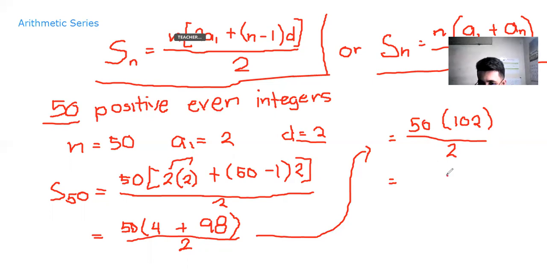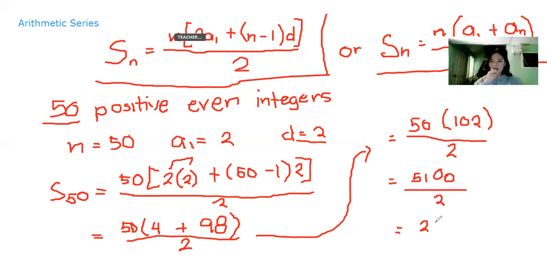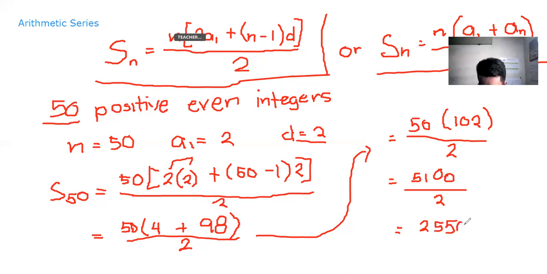Basta sigurado, zero ang dulo niya. 5,100. Then, i-divide natin siya by 2. 5,100 divided by 2, that is 2,550. So, this is our S sub 50.